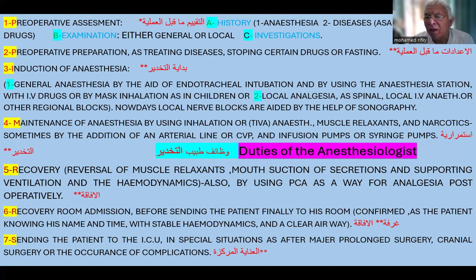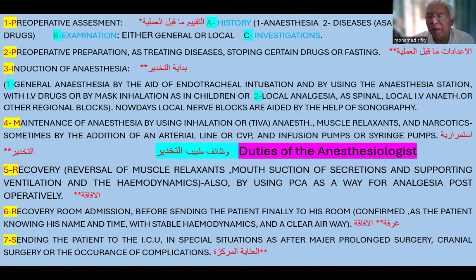The third item is the history of drugs. Of course, many drugs interfere with the anesthetics. For instance, tricyclic antidepressants, monoamine oxidase inhibitors, and anticoagulants. We must notice that we can shift these anticoagulants to, for instance, Clexane before the operation. These are some examples of the history of drugs.